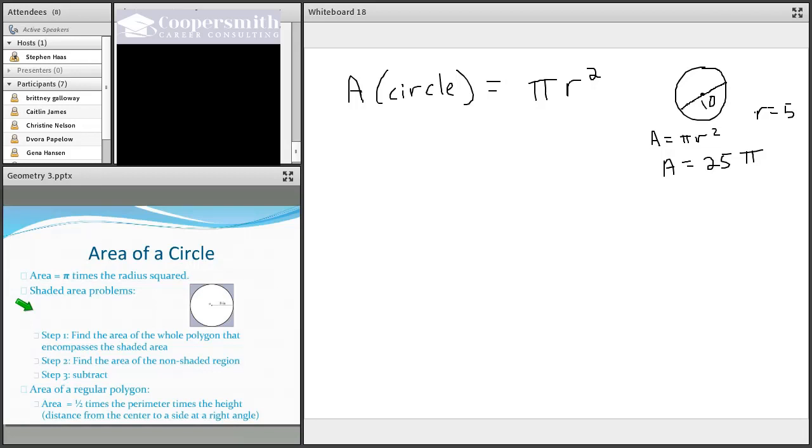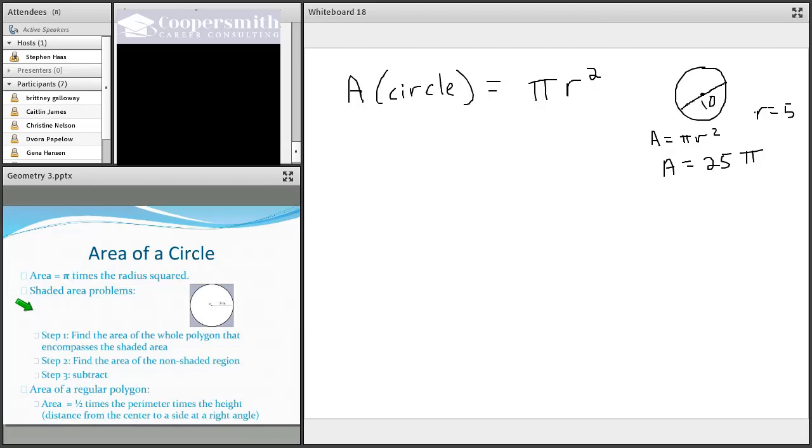Okay, let's look at the shaded region problem that we have on the slide over here. Hopefully, it's big enough for you to be able to see. We have a square that is surrounding a circle, and the circle is light, and the external area outside the circle within the square is dark.